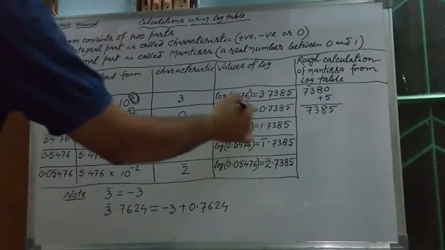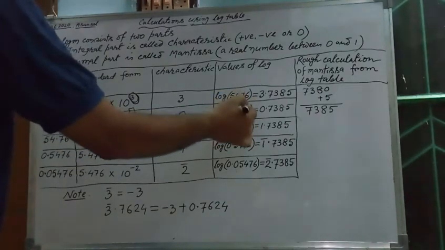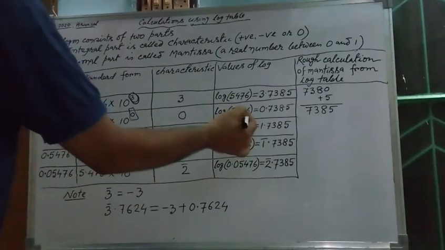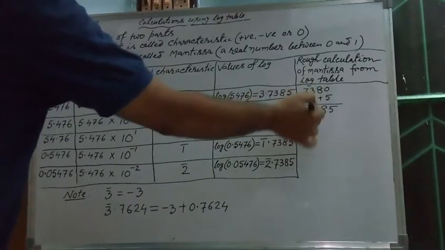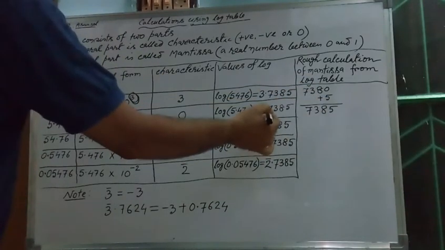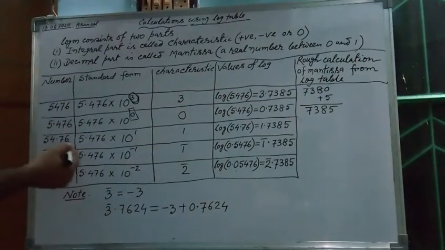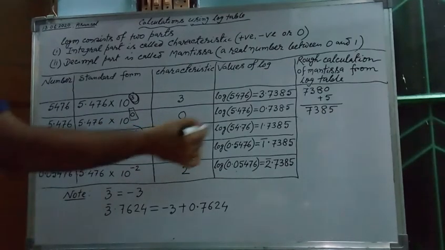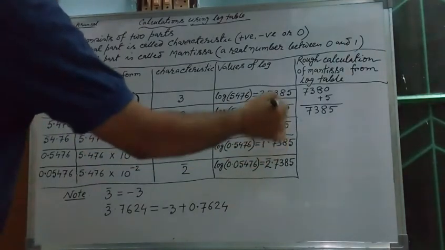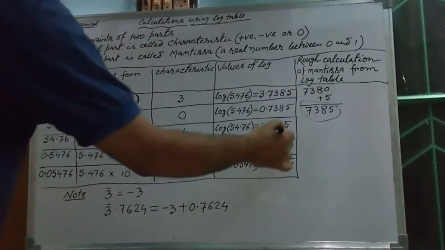For 5.476 we will look into 54. The value under 7 is 7380, and the value of mean difference under 6 is 5. Add these two values and you get 7385. So the value is 0.7385, and the characteristic is 0. Similarly, 54.76 can be written in the standard form as 5.476 into 10 to the power 1. So this one is the characteristic, and the value will be 1.7385. The mantissa is the same, 7385.